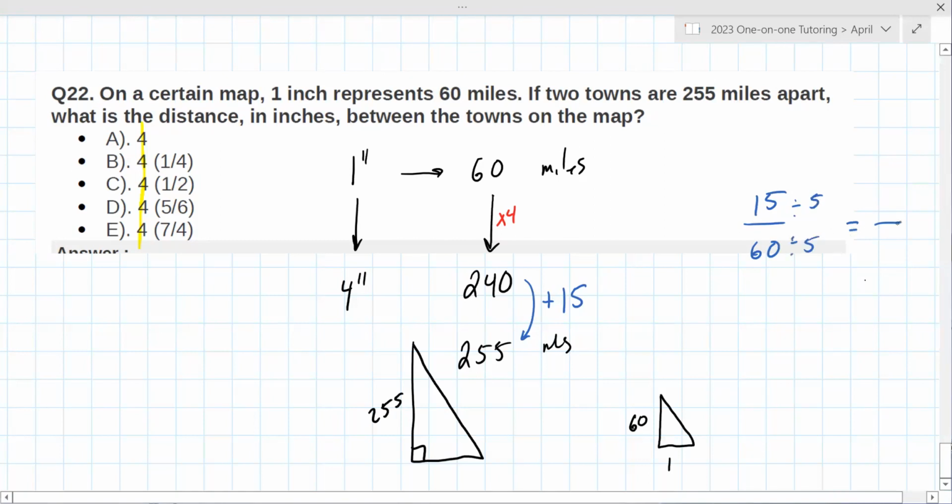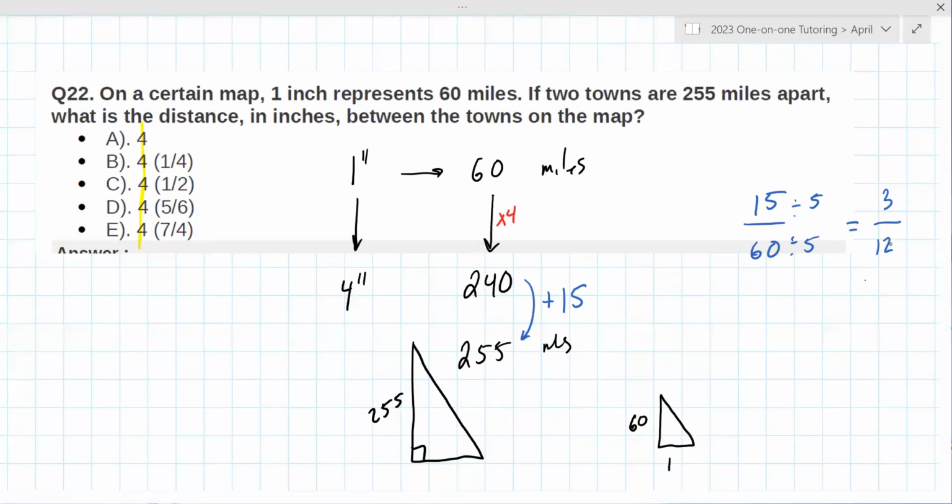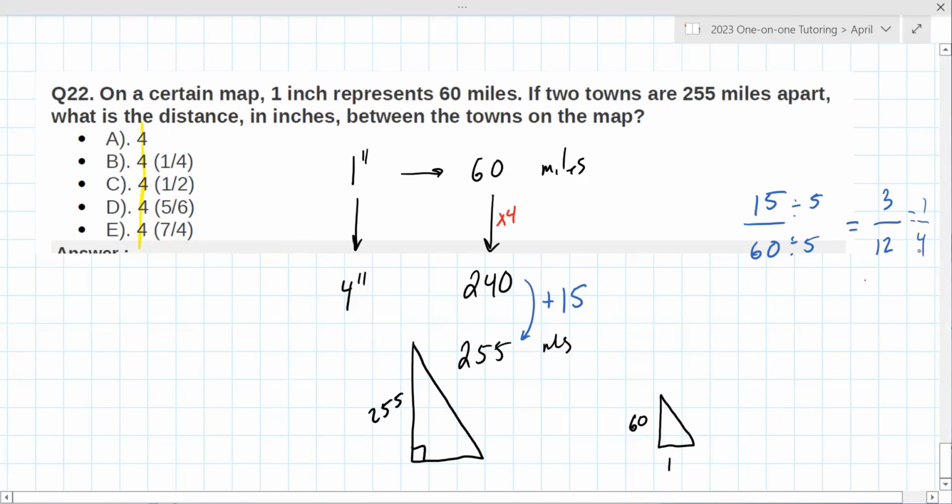This is where that little practice on getting your fluency on your multiplication and division will help a lot. So 3 divided by 12. Are these numbers divisible by anything? Is there a number that goes into both 3 and 12? 3. So you can divide both by 3. That's 1/4. Is that there as one of the answers?